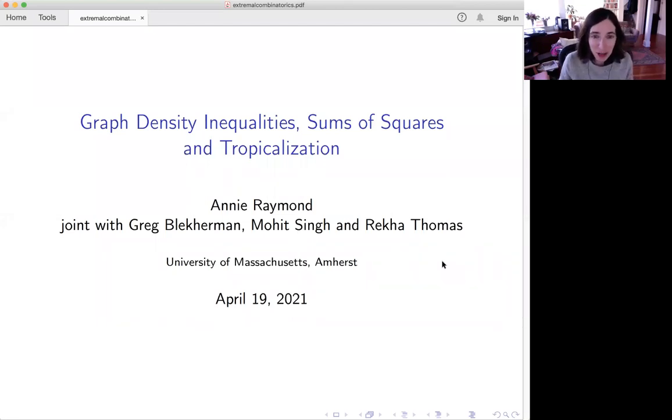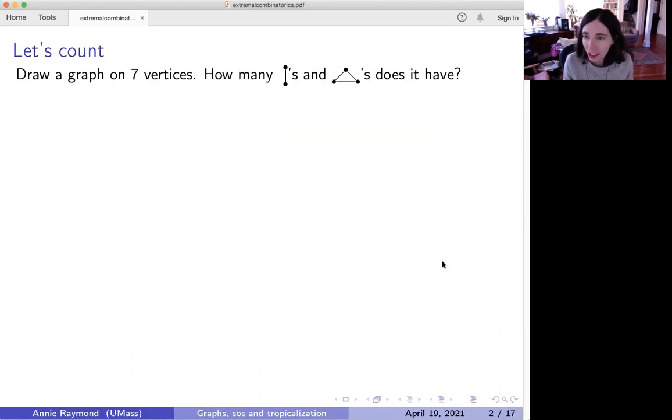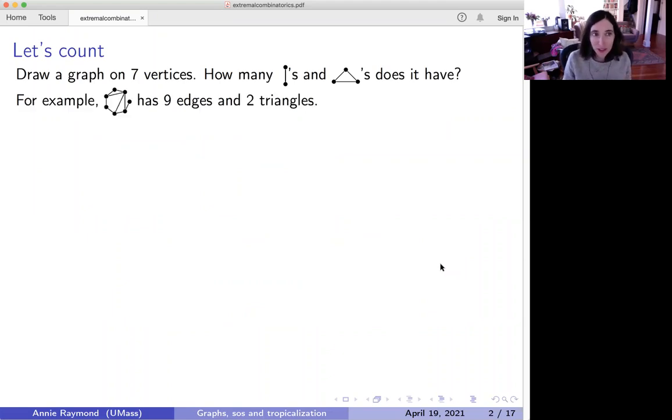So I'm going to start by making you all do some work just to make sure that we're all on the same page. I want you to draw a graph on 7 vertices, your favorite graph on 7 vertices, or a random graph on 7 vertices, whatever you want. And I want you to count the number of edges in it and the number of triangles. So for example, I'm drawing this graph. It has 9 edges and 2 triangles.